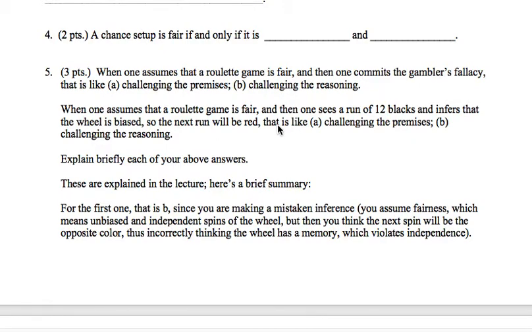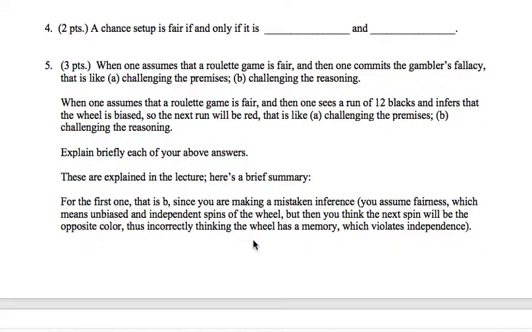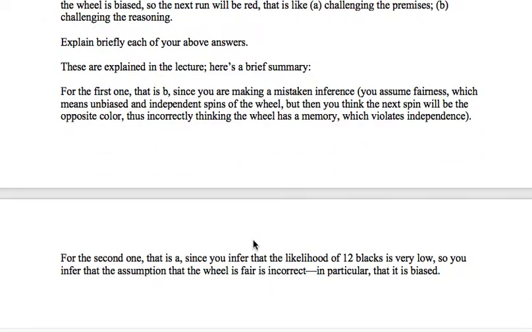The next one: when you see a run of 12 blacks and infer that the wheel is biased, so you're going to go the opposite way and think it's red, you don't make a mistake in reasoning. You go back and you challenge the premises, in particular the assumption that the wheel is fair. And remember, fairness requires 2 parts: that it's unbiased and independent. You think that the wheel now is biased. So you're challenging your initial assumption that the wheel was unbiased, because the chance that you get 12 blacks is very low. I do that calculation. I step you through it in the lecture, so you take a look at that.